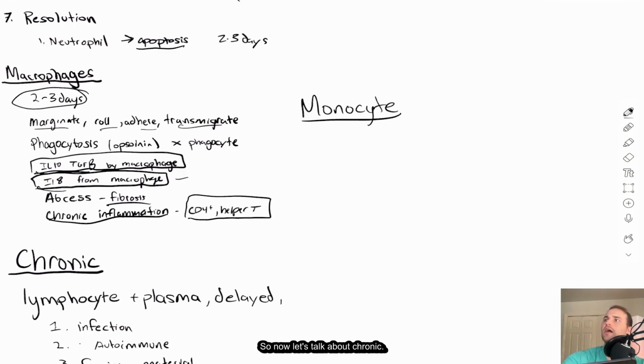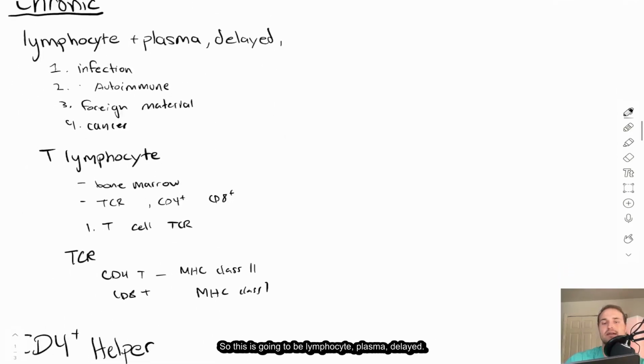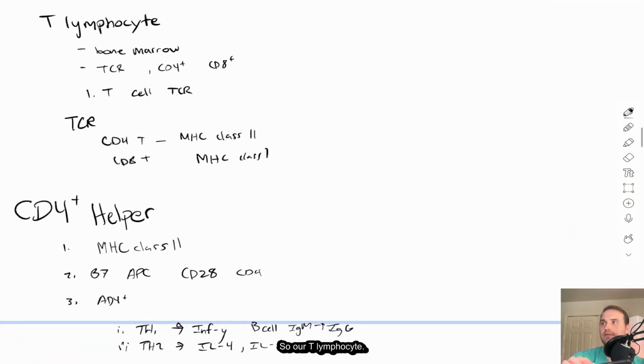So now let's talk about chronic. We talked a lot about acute, but here's the chronic. So this is going to be lymphocyte and plasma cell predominant, delayed. Your chronic does have the lymphocytes. Persistent infections is what you should think of, like your viral, your fungal, even your parasites could be some chronic causes. Autoimmune disease and cancer. These are all going to be chronic problems of inflammation.